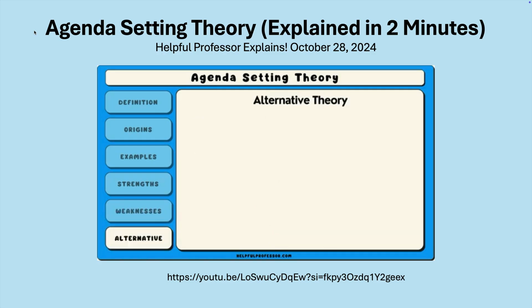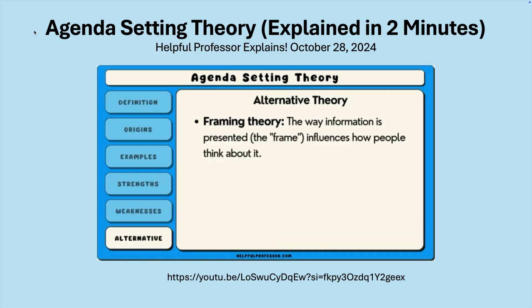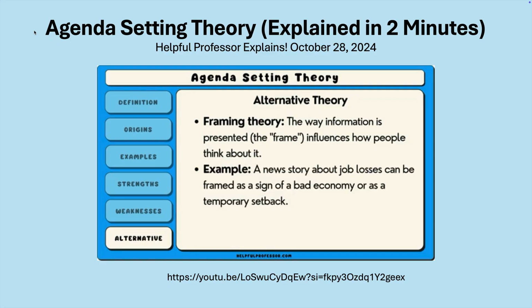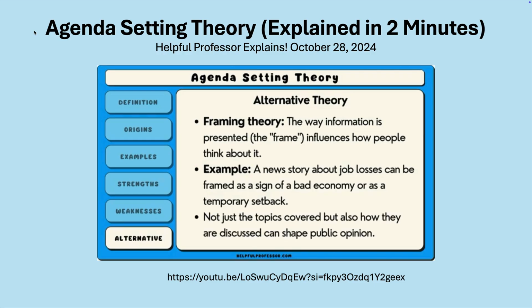An alternative to agenda-setting theory is framing theory. Framing theory suggests that the way information is presented, the frame, influences how people think about it. For example, a news story about job losses can be framed as a sign of a bad economy, or as a temporary setback. This shows how not just the topics covered, but also how they are discussed can shape public opinion.